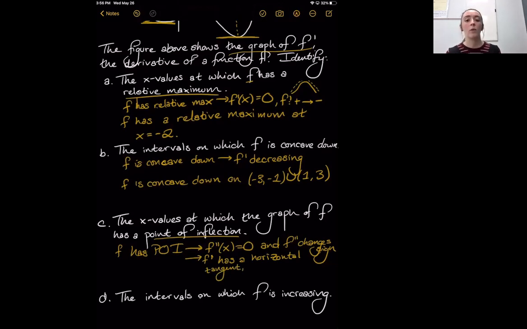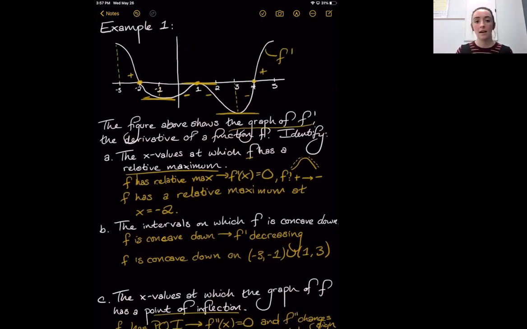And then what about this piece where f double prime is changing sign? Well, that would mean that our first derivative is changing either from increasing to decreasing or from decreasing to increasing. Sorry, I'm running out of room. F prime is either changing from increasing to decreasing or from decreasing to increasing. So let's see if that's the case at these places where we have a horizontal tangent.